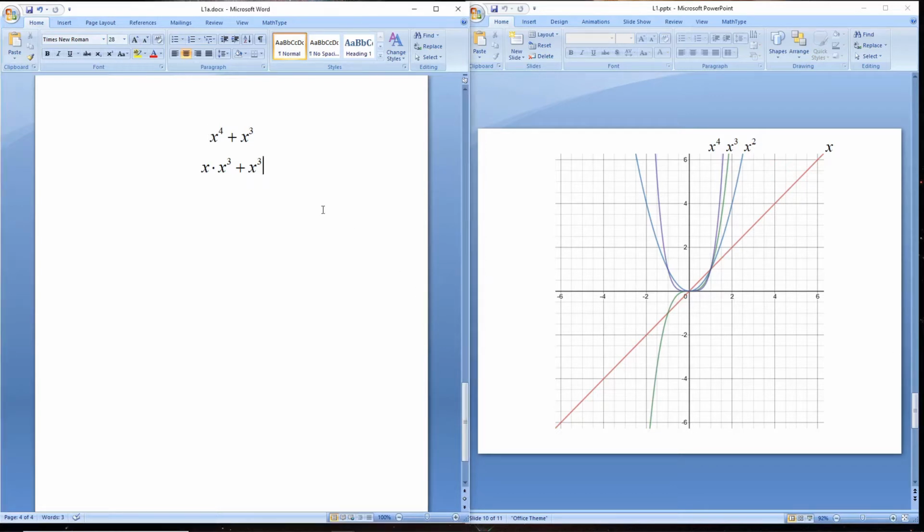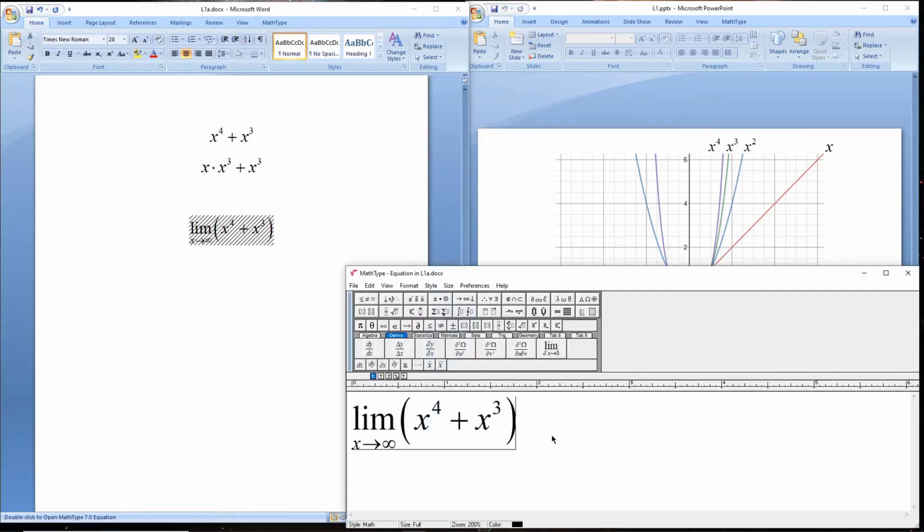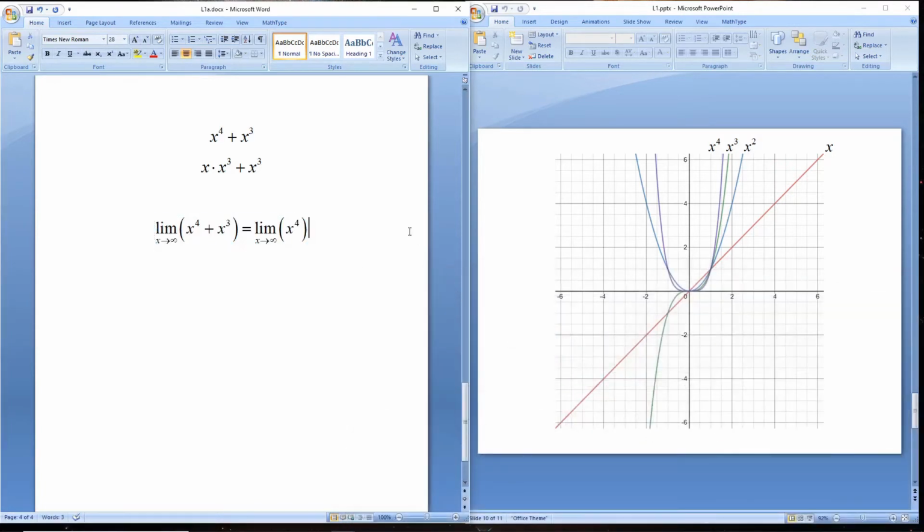And so taking a very simple limit here of x to the fourth plus x cubed, what I'm saying is that as x goes to infinity, this x cubed just doesn't matter anymore. It's just dominated by x to the fourth. It becomes insignificant.